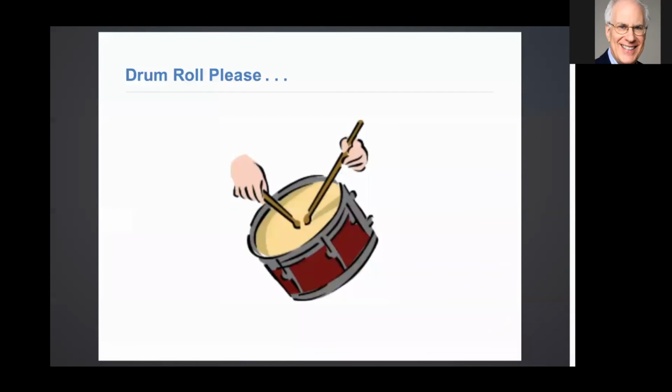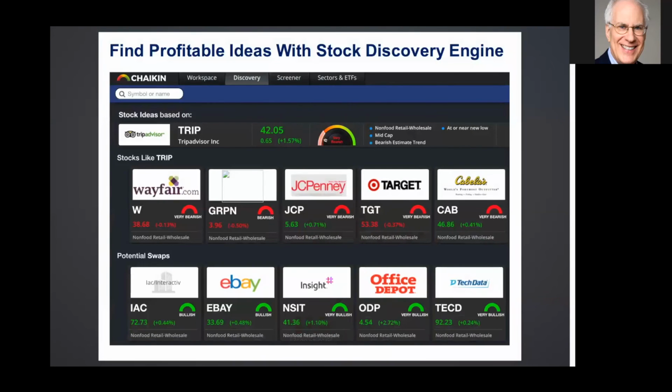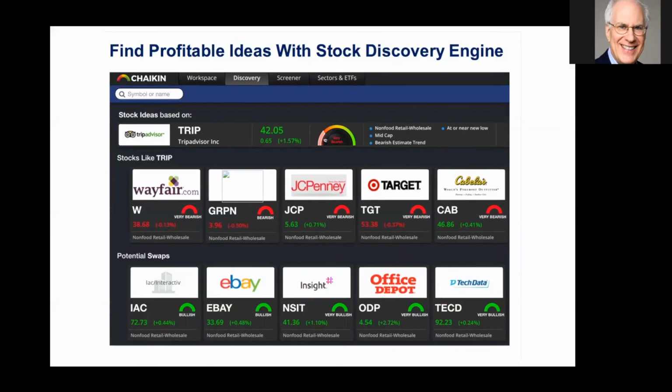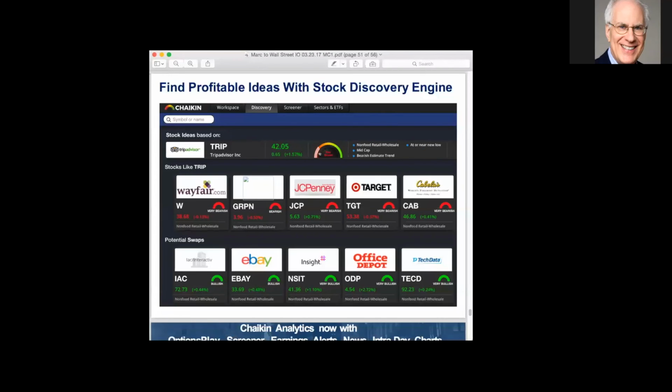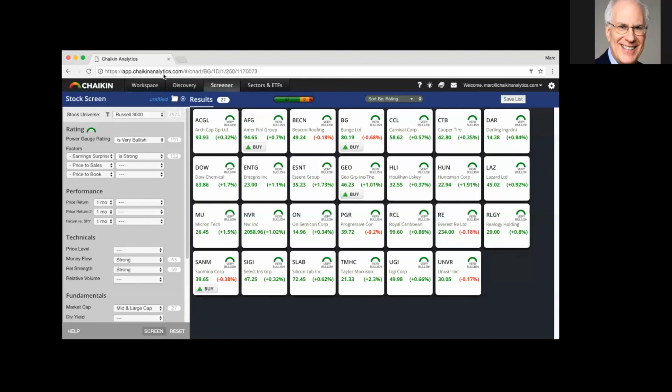Now, we have a new product called our stock discovery engine, which helps you find profitable stock ideas. And what I'd like to do now is to go to about a 10-minute live demo of our stock discovery engine and our screeners. So I'm going to share my desktop. Going to maximize it.